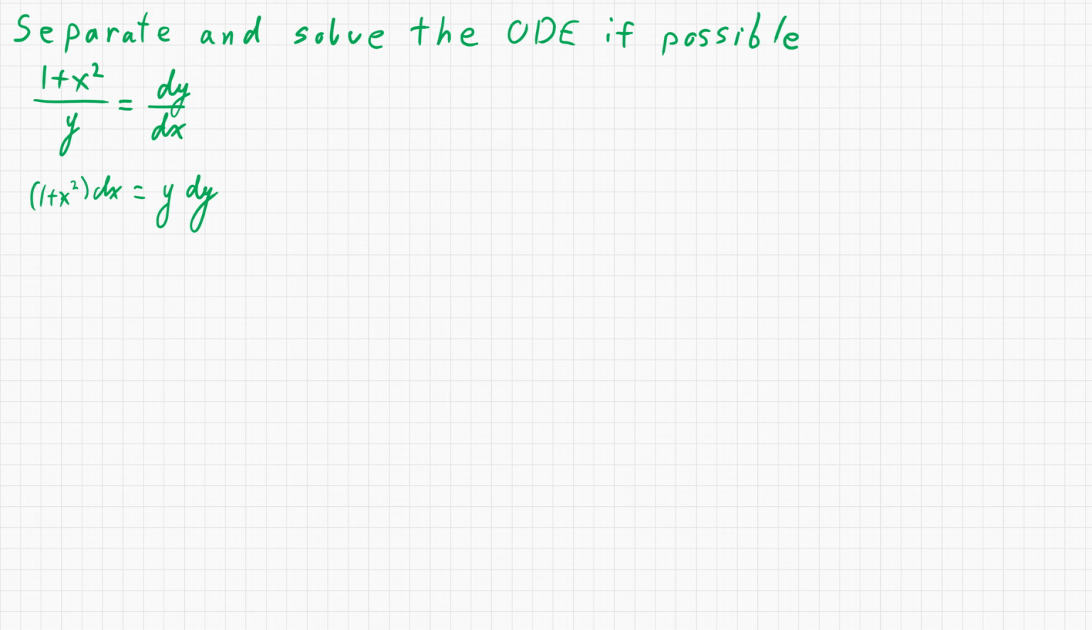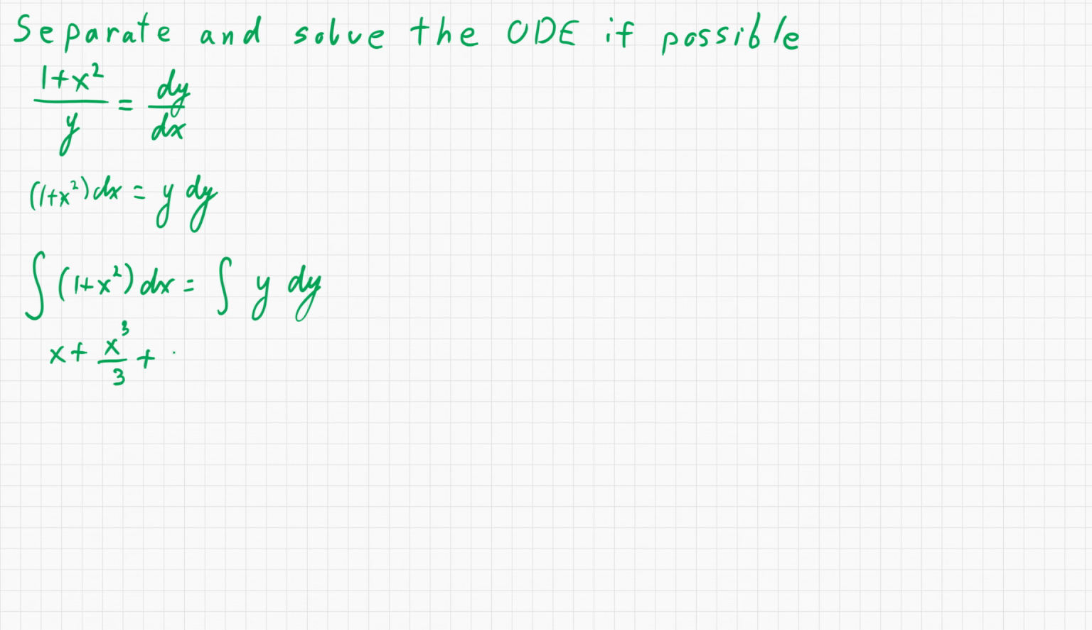All right, and then from there, we're just going to integrate both sides. So the integral of 1 plus x squared dx equals the integral of y dy. All right, so the integral of 1 plus x squared, the 1 turns into an x, plus x squared turns into x cubed over 3.